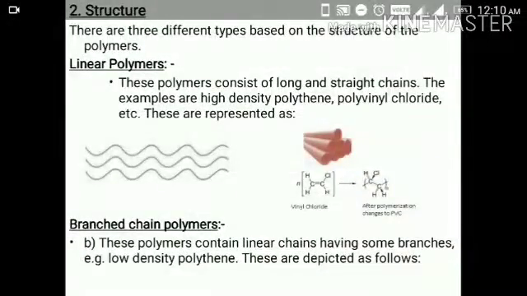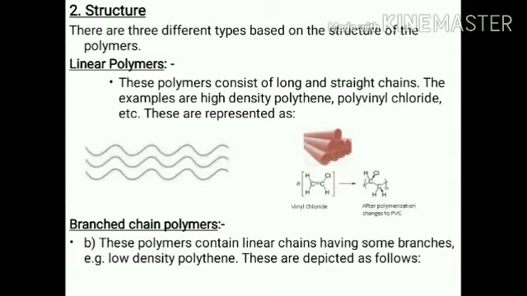In the linear polymer, all the monomer units are present in a linear form, means a straight long chain. So, they have a high density. The most common examples of this polymer are high density polythene and PVC, polyvinyl chloride. Okay, this is the linear polymer.